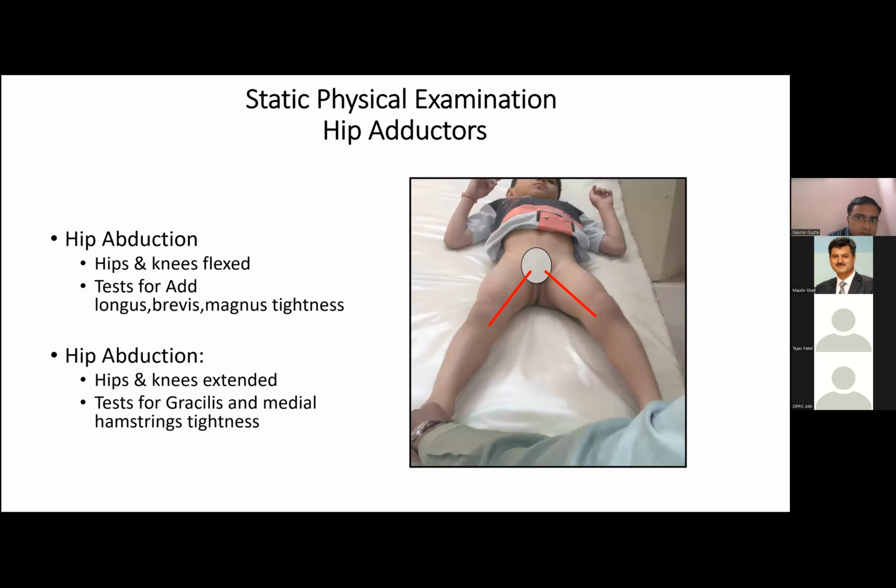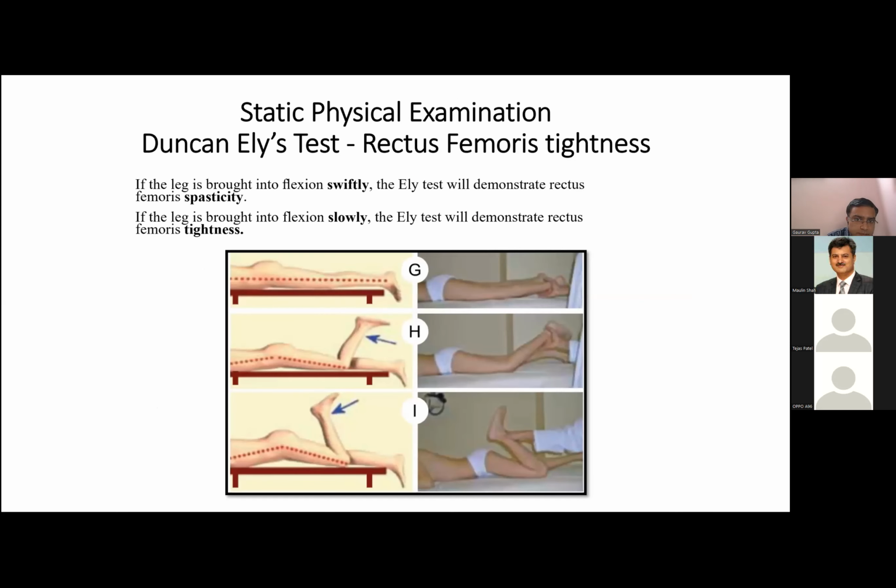Then hip adductors are assessed both in hip flexion and hip abduction, both in knee flexion and knee extension. When the hips and knees are flexed and abduction is assessed, then we are basically assessing the adductors, adductor longus, brevis and magnus tightness, because the medial hamstrings and gracilis are relaxed at that point. And when the hips are abducted in hip and knee extension, at that time we are basically assessing the gracilis and medial hamstring tightness. This is also known as Phelps test.